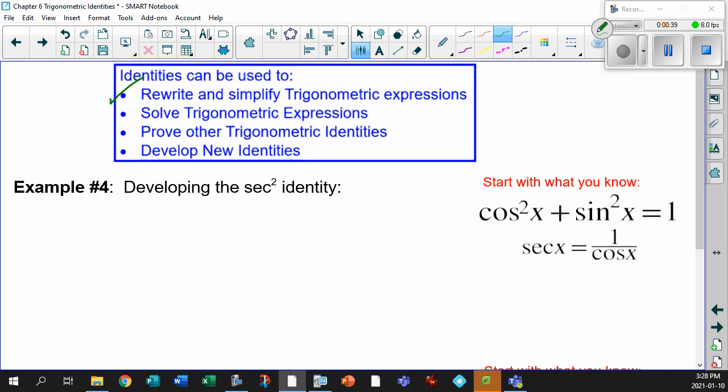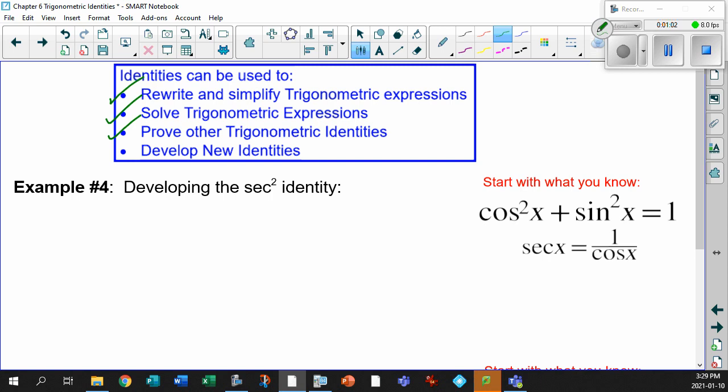The other thing is solving. We solved using graphing so far, but oh my goodness, wouldn't it be nice just to rearrange things, make it nice and simple, look at the unit circle, you're done, right? That's the whole point. The other thing is to prove other trigonometric identities. So somebody says, oh, well, this trigonometric identity is true. Yeah, prove it. Now you can.